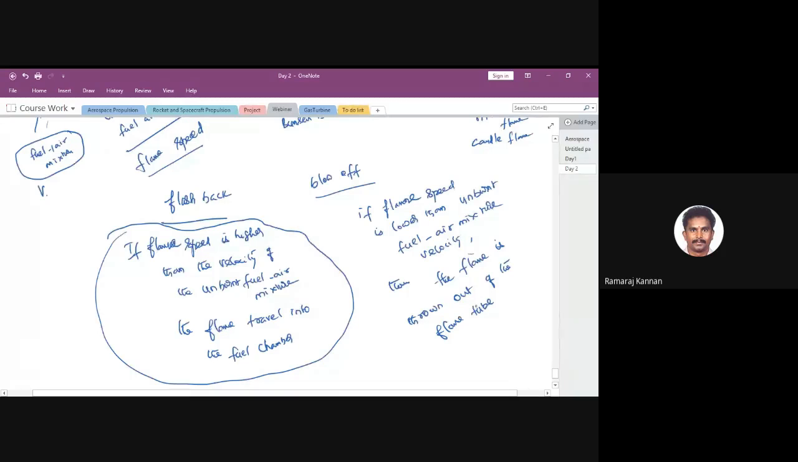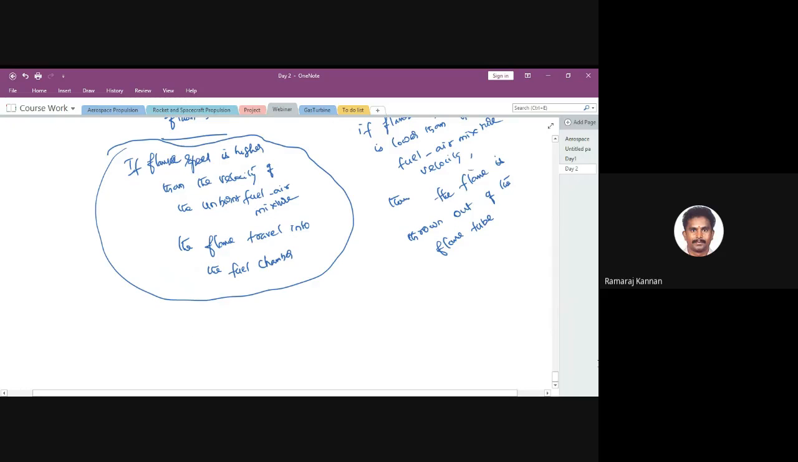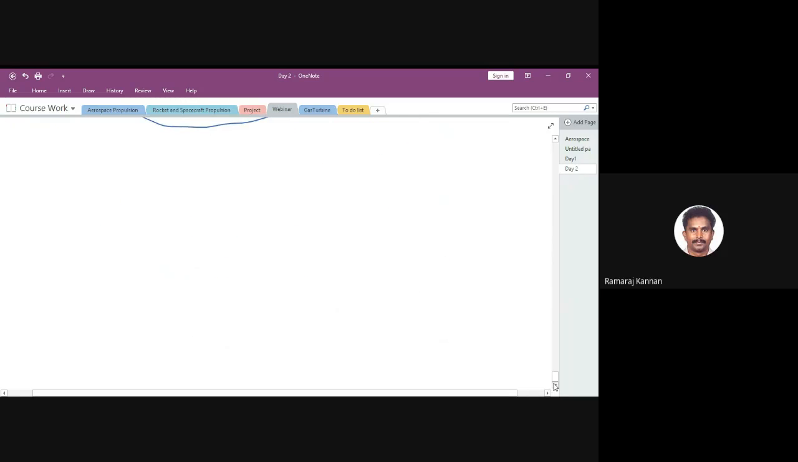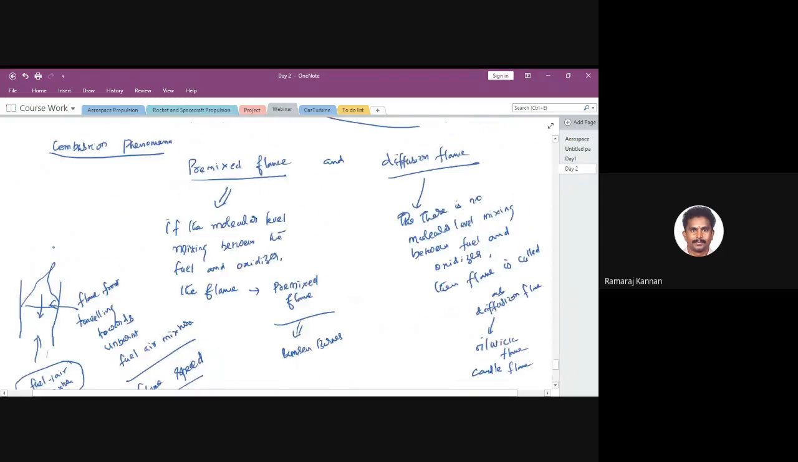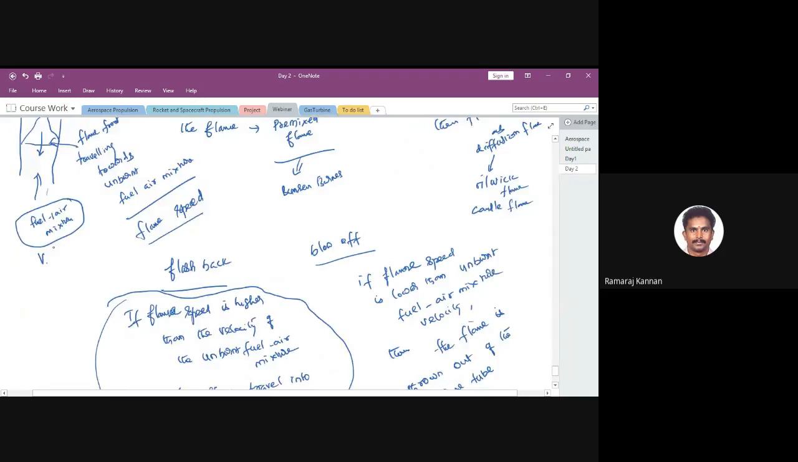Take the case of a Bunsen burner. If the flame speed is higher than the incoming mixture, your flame will travel into your flame tube and penetrate into the fuel storage chamber. That's your flashback. Blowout: if the flame speed is lower than the unburned fuel air mixture velocity, your flame is going to be thrown out of your flame tube. So that's what happens in the case of blowout. Here we have to remember a few things: premix flame, diffusion flame, flame speed, and flashback and blow off.